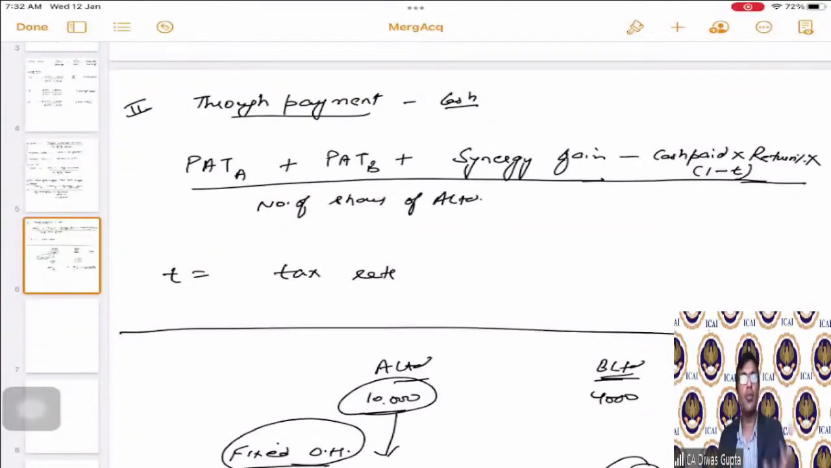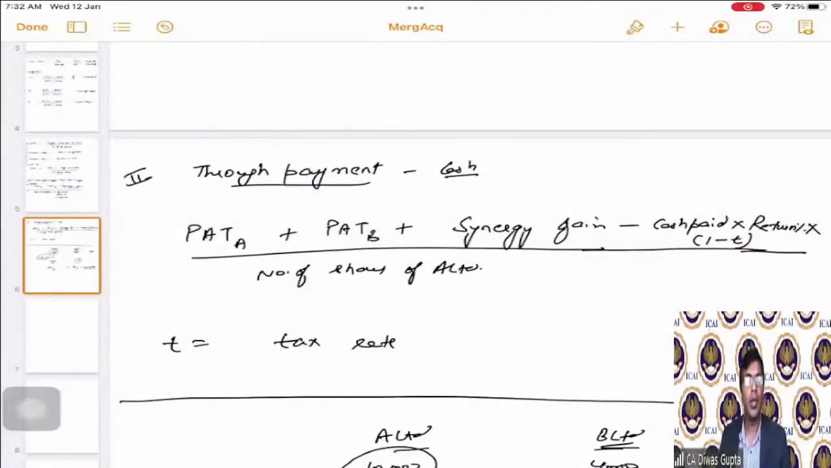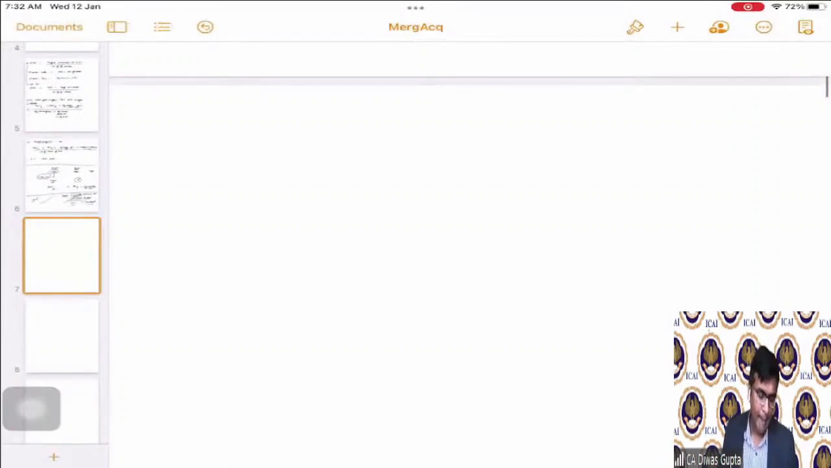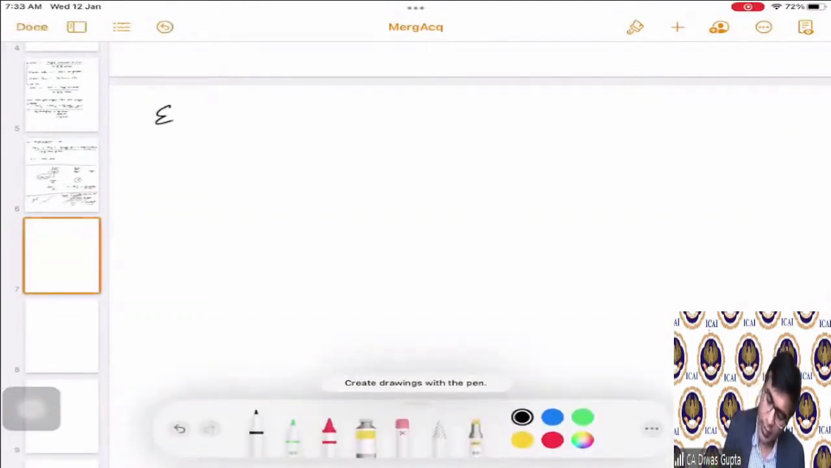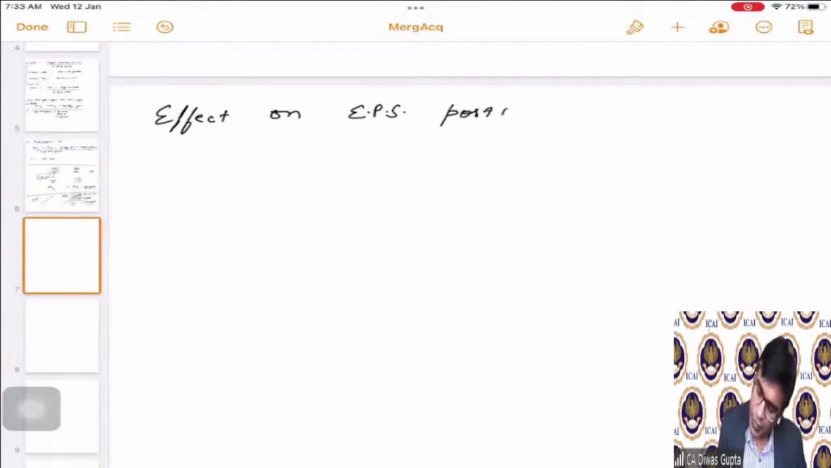Then what is the post-merger EPS in case we are settling through shares, or in case we are paying through cash? Sometimes the question asks us to calculate the effect on EPS of both the shareholders post-merger. In our previous discussion, we have calculated the EPS post-merger. Now we are going to calculate the effect on EPS post-merger.